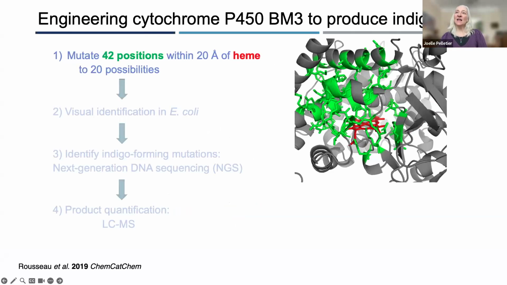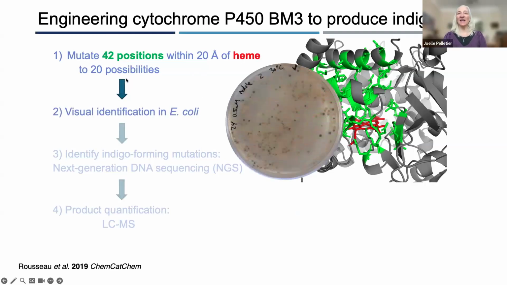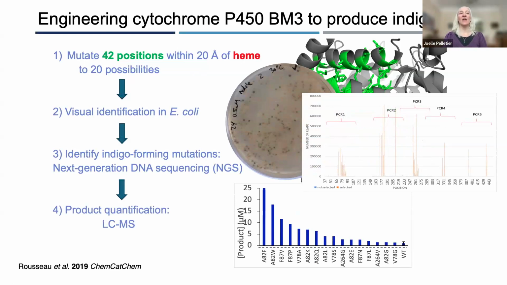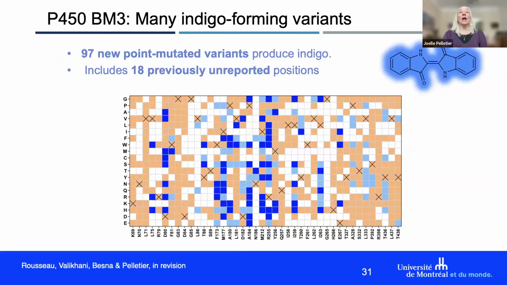Again, this is the active site of cytochrome P450 BM3, and in red is the heme. So above the heme is the active site cavity, and we mutated 42 different amino acids, other than the 5 that we previously mutated, that are within 20 angstroms, any atom being within 20 angstroms of the heme, to the 20 possibilities. And then, of course, we can pick the colonies where indigo is produced. And then next generation DNA sequencing allowed us to identify the mutations that produce indigo or don't produce indigo. And finally, we can quantify the indigo production. So it gave us many new point substituted variants that produce indigo.